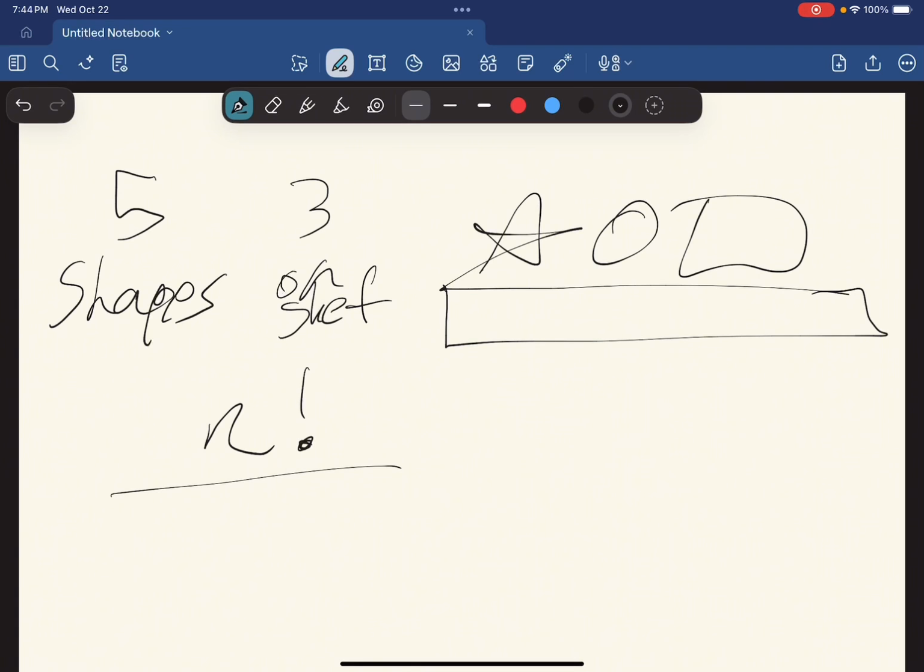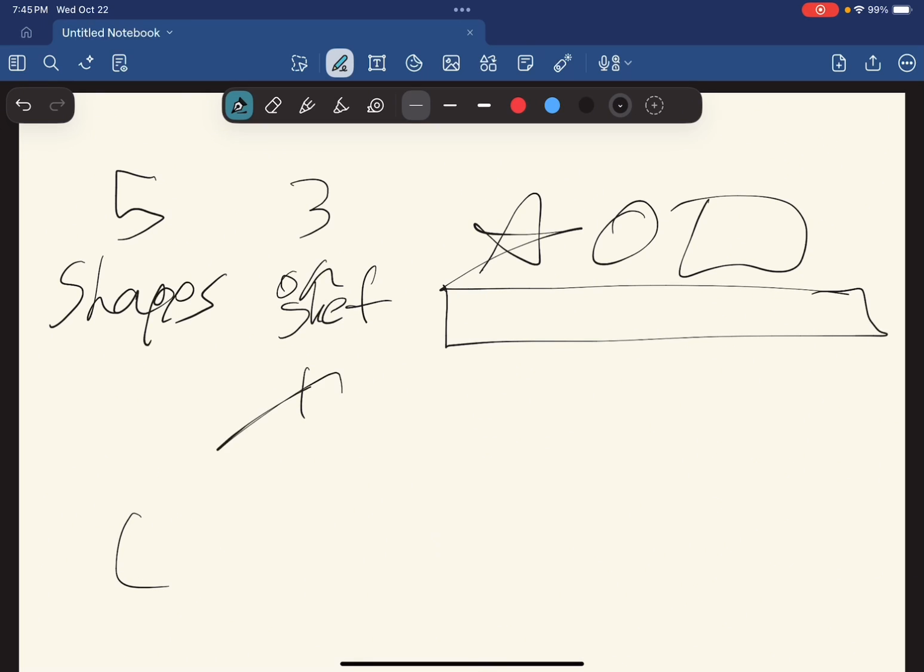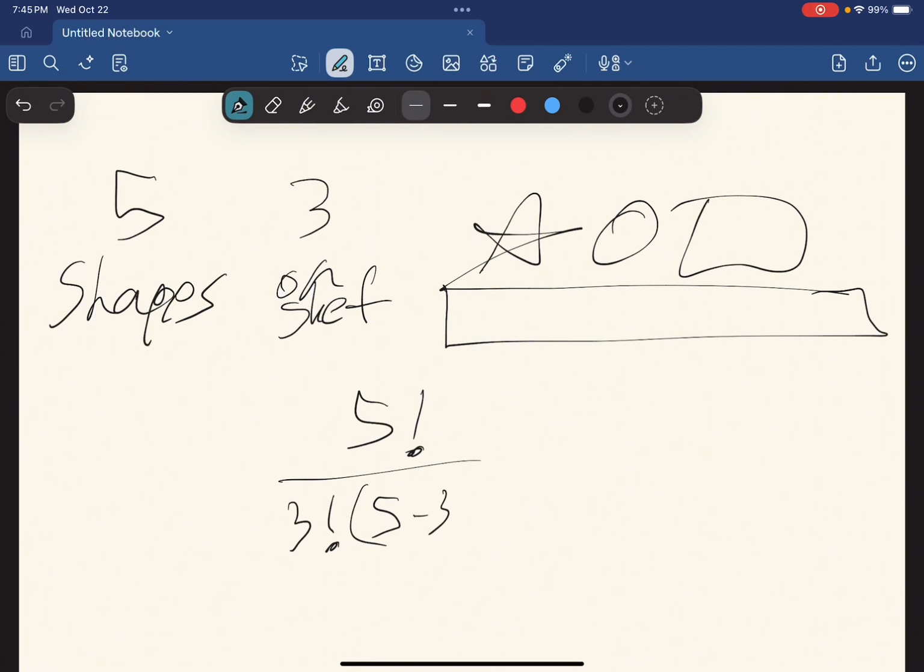So you basically have the permutation formula, but you add an extra part where you also divide by the rate factorial. That makes sense, because with combinations you will obviously have fewer outcomes than permutations. So in this case, you would have n, which is 5 factorial over 3 factorial times 5 minus 3 factorial.